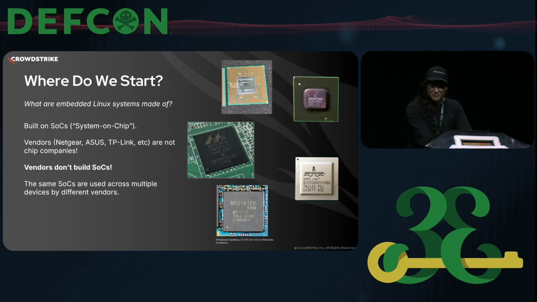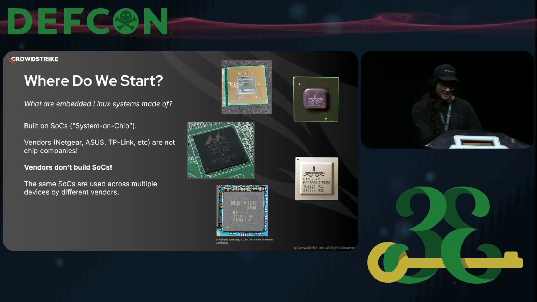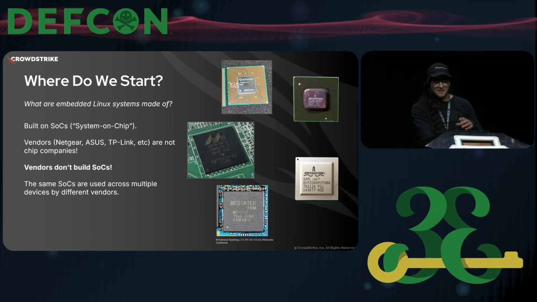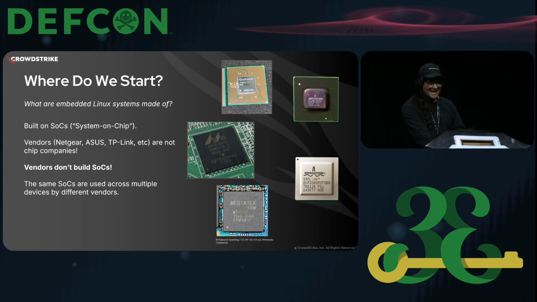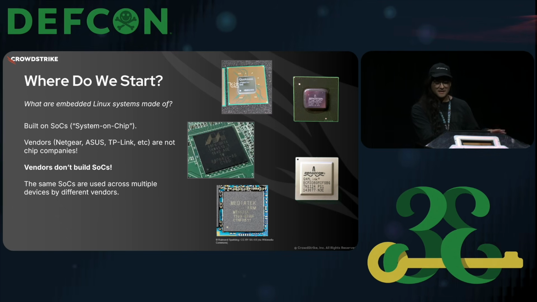Some peripherals might be integrated directly into the SoC. Others might have a physical interface that the hardware devs can wire another chip to, like flash memory or something like that. Each SoC is designed by a chip manufacturer to cater to a particular market. So a specific SoC will get used in lots of different embedded systems sold by lots of different vendors. Netgear, Asus, TP-Link, they don't build the SoC themselves.